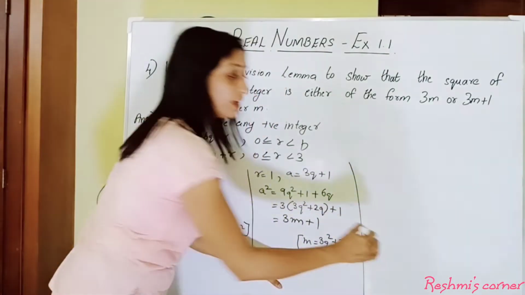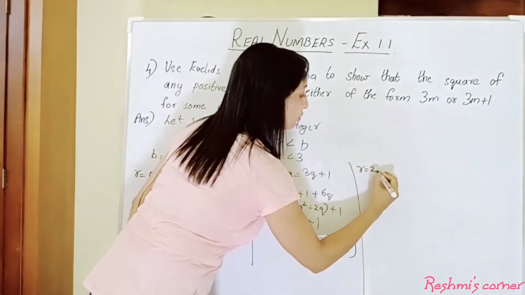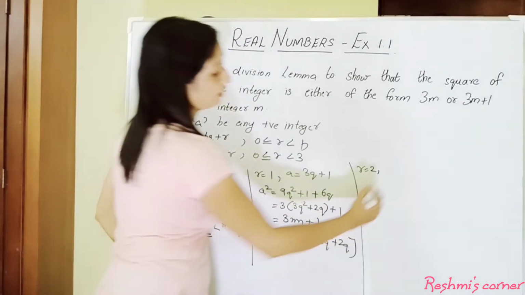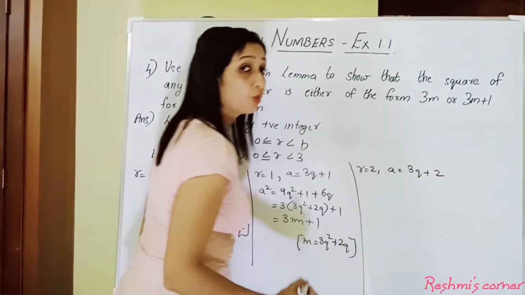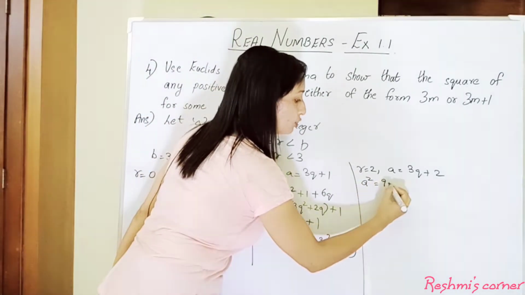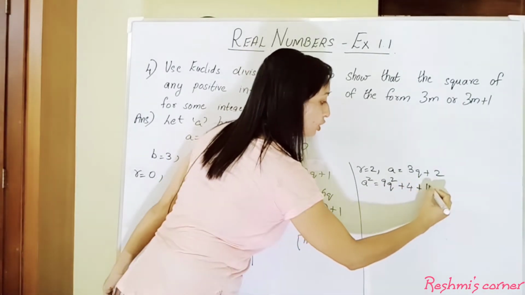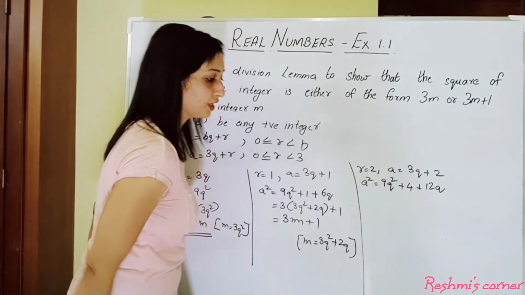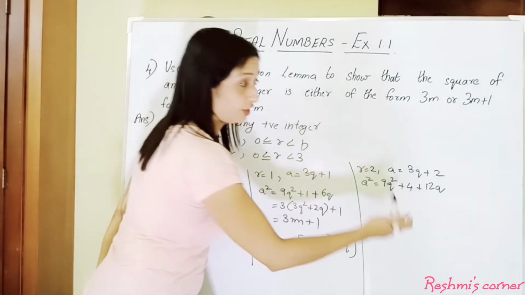Now case 3 when r is equal to 2. So when r is equal to 2, you get a is equal to 3q plus 2. Squaring both sides, you get a square is equal to 9q square plus 4 plus 12q. Now again 4, you're splitting it and writing it as 3 plus 1.